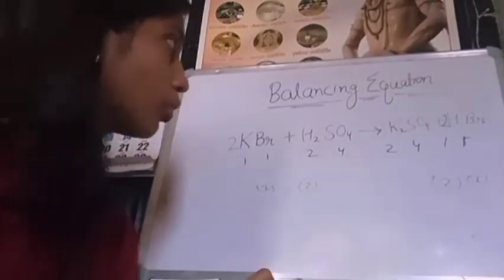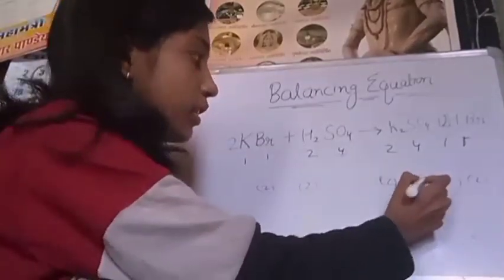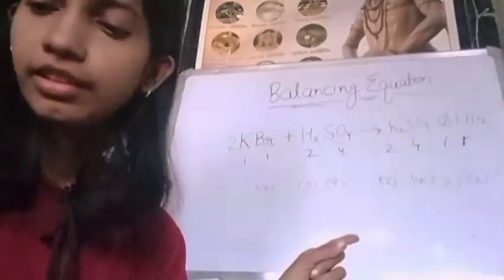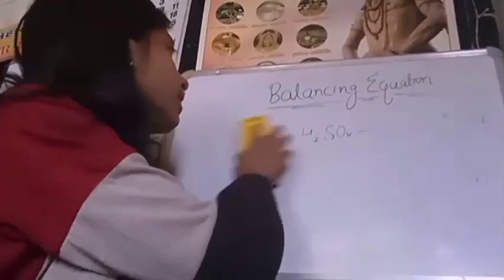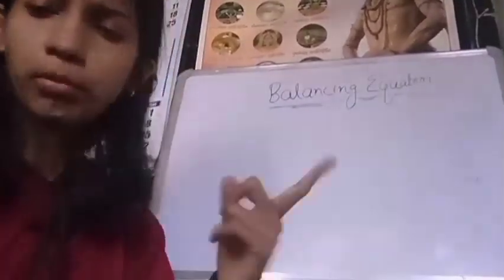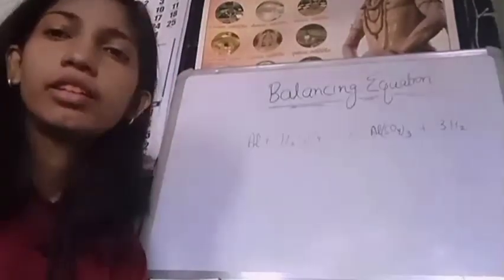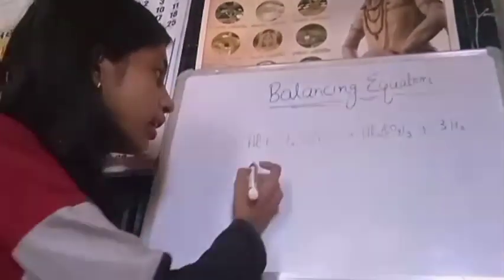K2, K2. This is balanced. SO4 and SO4. This is also balanced. I think you understand. This is the method to balance the equation. One more example. So let's see. This is the equation. First rule, whether the equation is balanced or not. So apply rule number one, whether the equation is balanced or not, and count items.